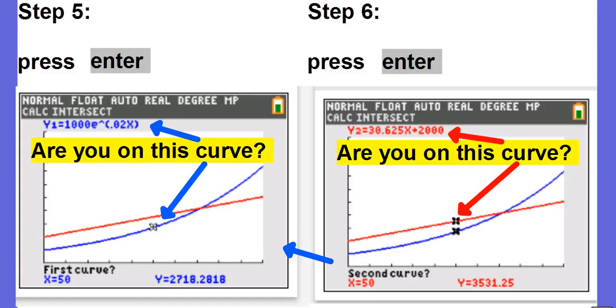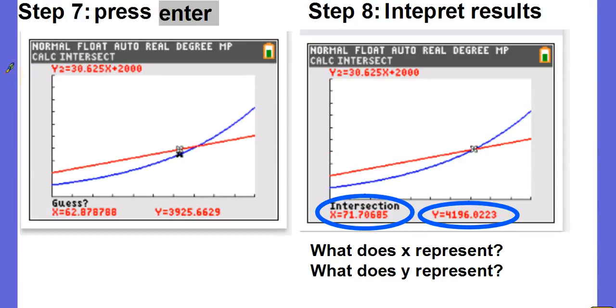Now it's asking, are you on the first curve? Are you on your y sub 1? Your little cursor should be blinking somewhere along your blue graph. If the answer is yes, tap enter. Now it's asking you, second curve? Are you on your y sub 2? Is your cursor somewhere on your y sub 2? If so, tap yes, enter. And then it's asking you, do you want me to guess? And your answer is yes, tap enter.